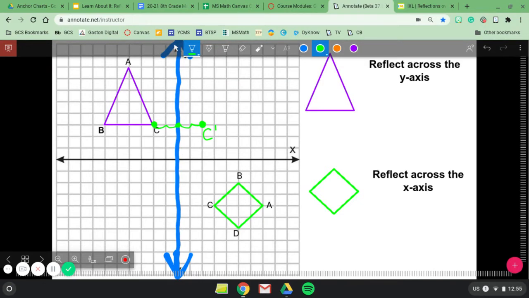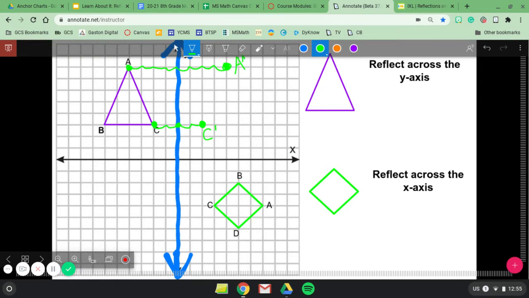Then we have point A up top. Starting from our line of reflection, we're going 1, 2, 3, 4 units to the left. So point A is 4 units to the left from our line of reflection. If we flip that point, it's going to be 1, 2, 3, 4 units to the right from our line of reflection. And we're going to call that A prime.